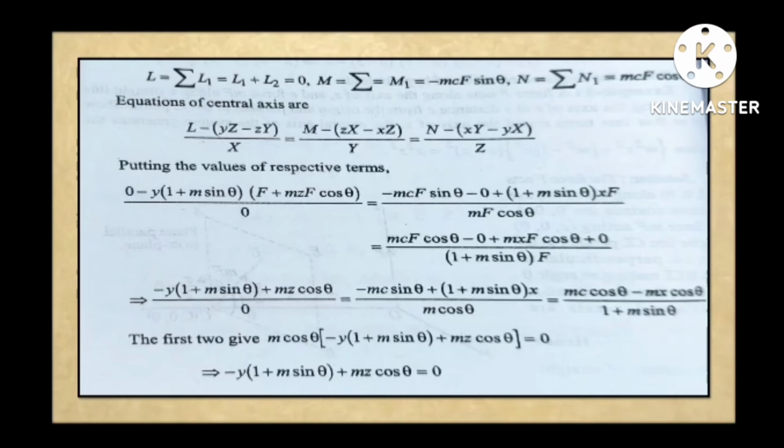Now this is the one complete equation, and in this we will take the first two, and after solving we will get m cos theta into minus y into (1 plus m sin theta) plus mz cos theta equal to 0. So after solving this we will get minus y into (1 plus m sin theta) plus mz cos theta equal to 0.